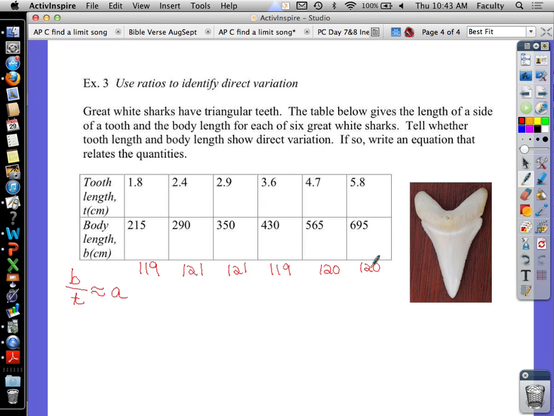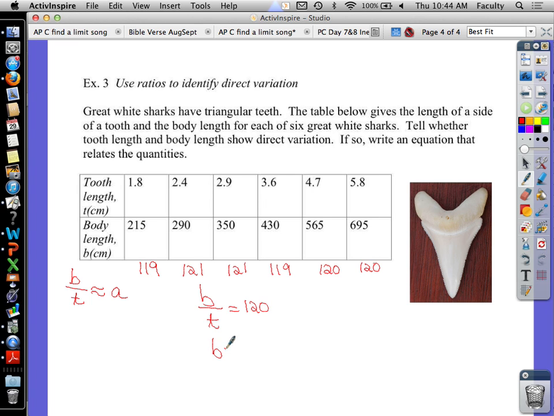So just like the experiment we did where our numbers varied like 1, 1.03, 1.1, 0.8, 0.9, 0.96, we could tell collecting that data today that the constant of variation was about 1. So looking at these numbers, what is that constant of variation? About 120. So we're going to say b divided by t is about 120. So it does show direct variation.